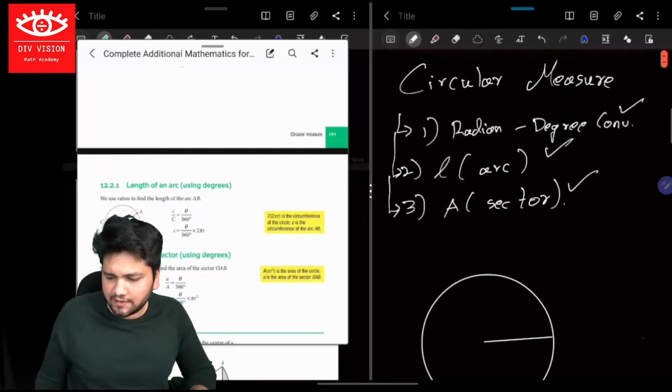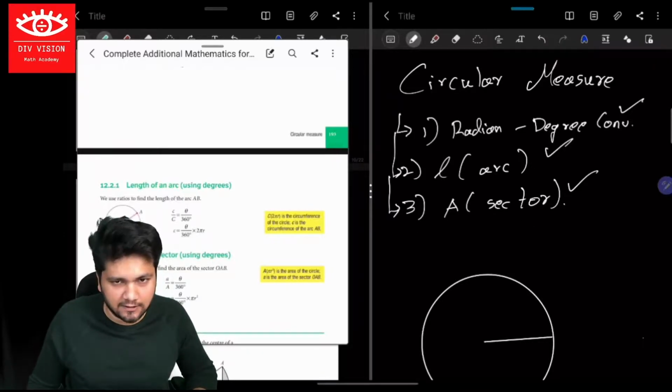Anyway, so the topic is divided into three parts. The first one is radian degree conversion, the second one is length of arc, and the third is area of sector.